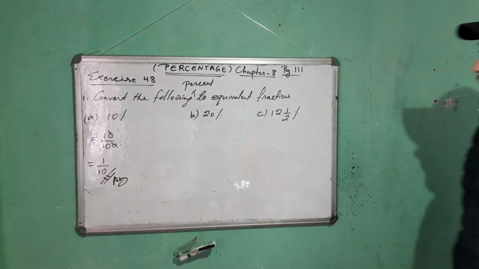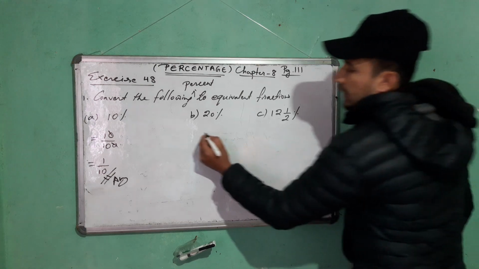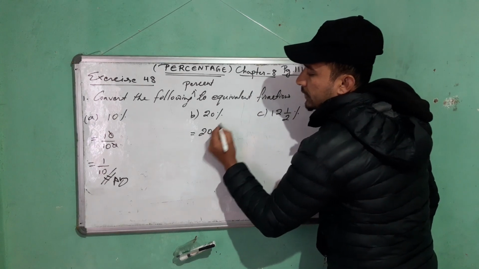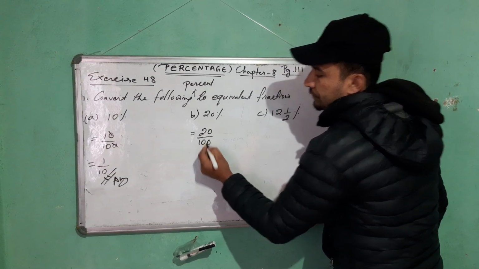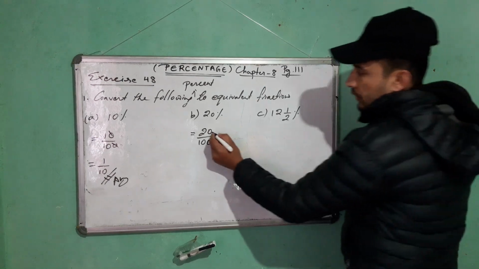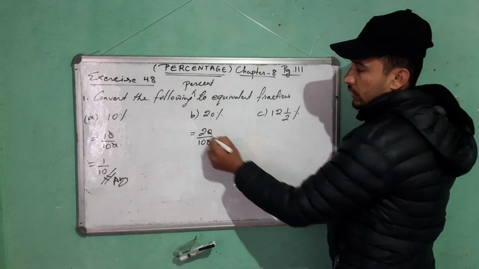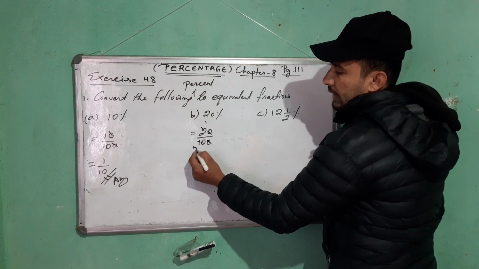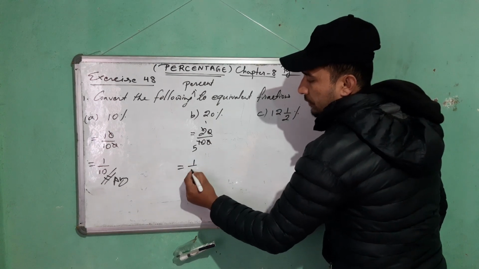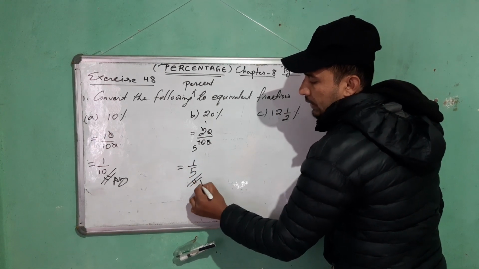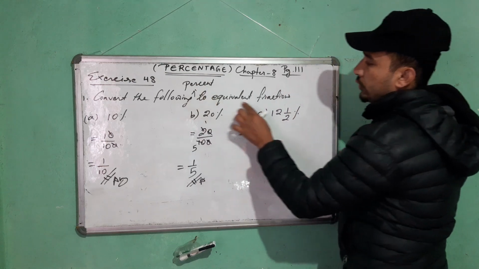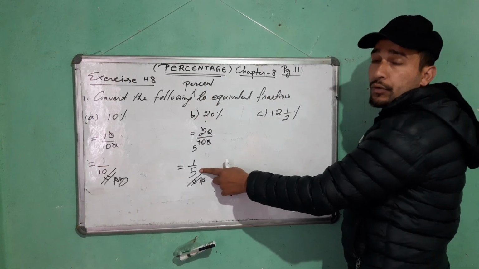1 upon 10. Now 20 percent means 20 upon 100. The 0 and 0 get cancelled. 2 1s are 2, 2 5s are 10. So 1 upon 5 is the answer. You have to convert the percentage to an equivalent fraction and keep it in fraction only.